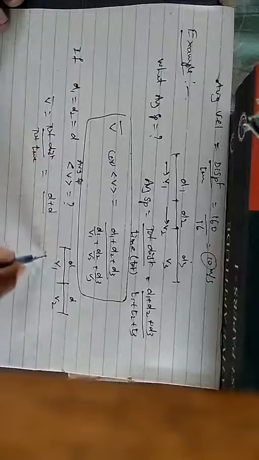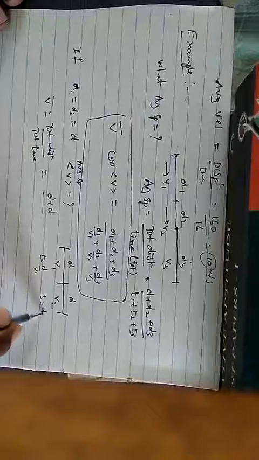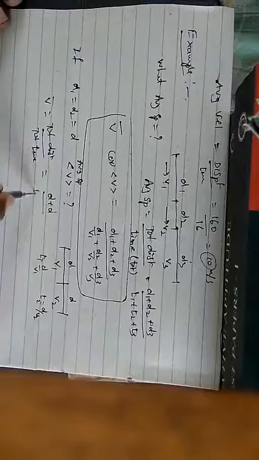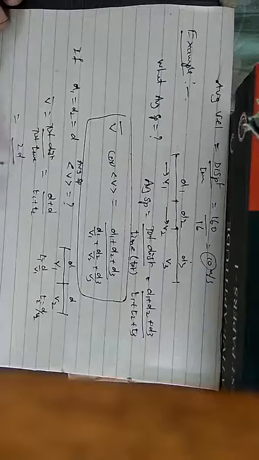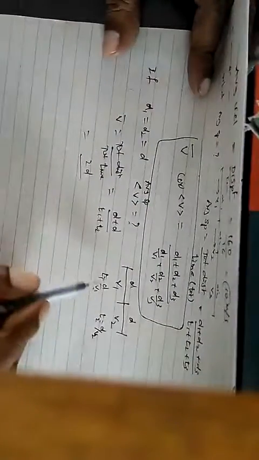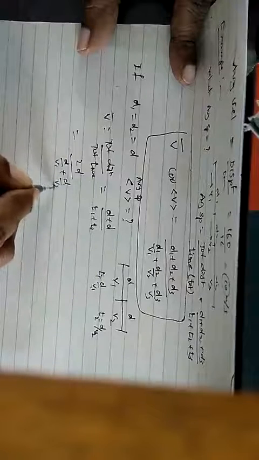What is the time for this one? Here, time for this is distance upon speed. Time for this one is distance upon speed. Okay, this is t1 and this is t2. So t1 plus t2. See, distance is 2d, and t1 we have already found here. This t1 is d by v1. This is d by v2.